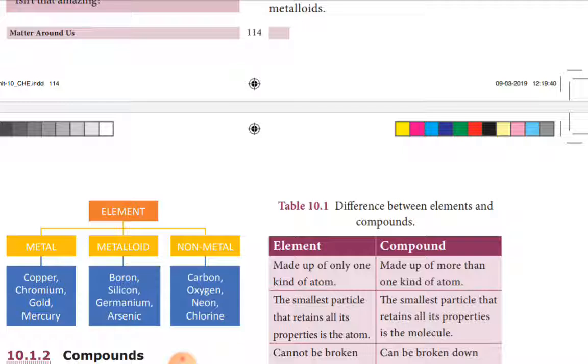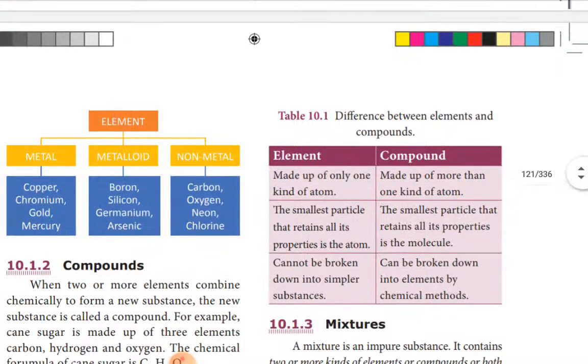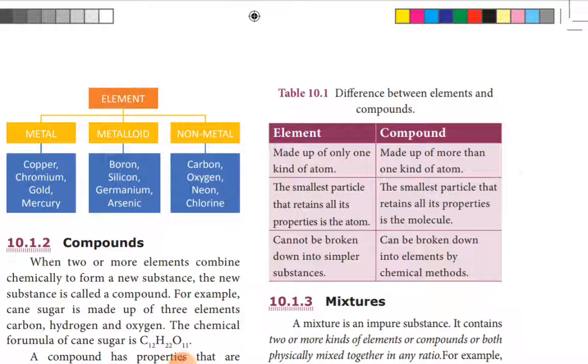Next, see the difference between elements and compounds. I already told you, elements are made up of only one kind of atom. But compounds are obtained with a combination of more than one kind of atom. An element's smallest particle is the atom, but for a compound the smallest particle is the molecule, which retains all the properties of the compound.